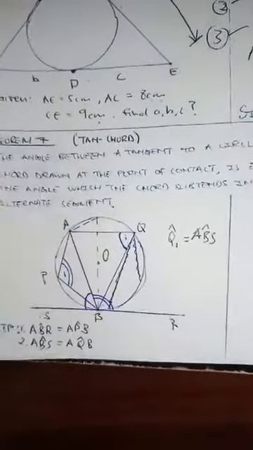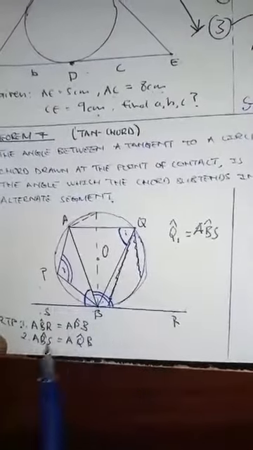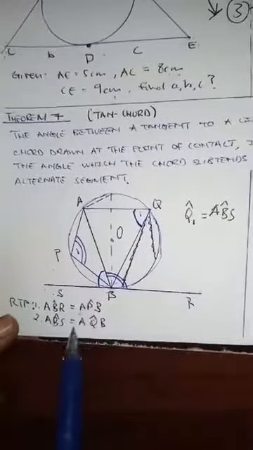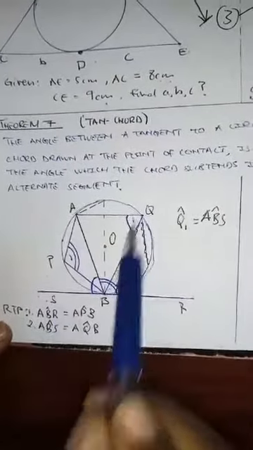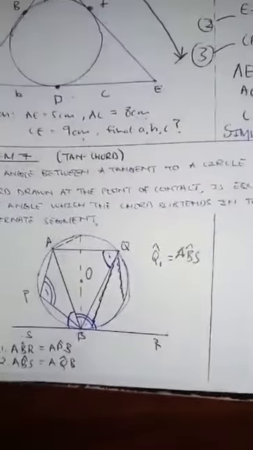As I said, there are two things that you can prove here. You can prove that that angle is that, or this angle is that. So that's what I'm saying here. So ABS, that angle, is equal to AQB, which is that angle. Okay.